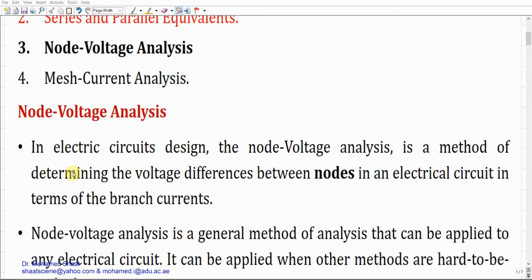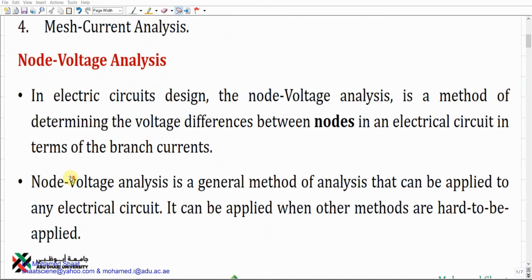Okay. So very quick, what is node voltage analysis? In electrical circuit design, the node voltage analysis is a method of electrical circuit analysis, and basically it depends on determining the voltage differences between 2 nodes within an electrical circuit in terms of the branch current.